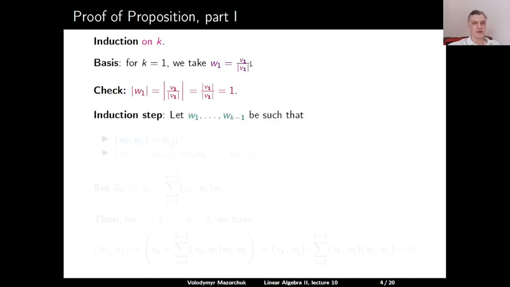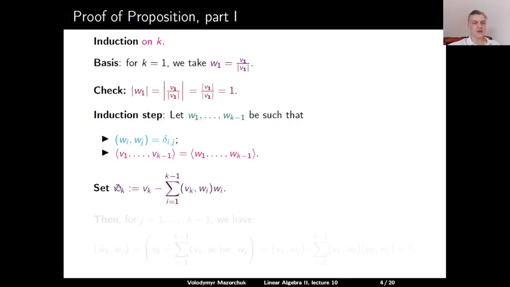Now let us prove the induction step. Let us forget the vector vk. Then, using the induction hypothesis, there exist vectors w1 and so on wk minus 1, such that they all have length 1 and are pairwise orthogonal, and such that the linear span of v1 and so on vk minus 1 equals the linear span of w1 and so on wk minus 1.